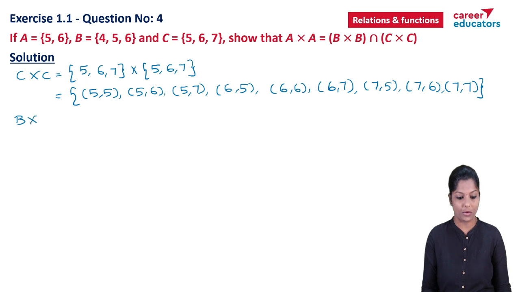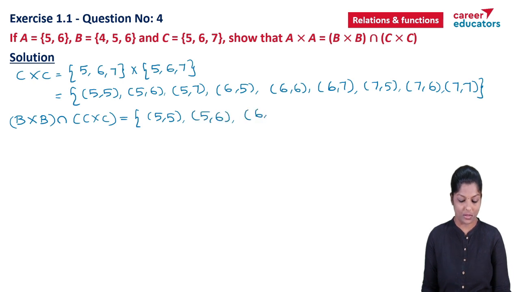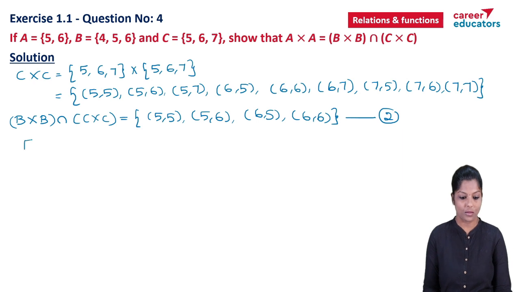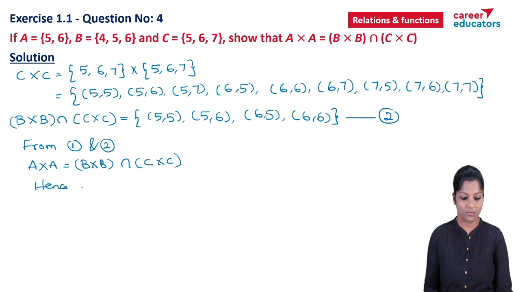Therefore, B cross B intersection C cross C is equal to (5, 5), (5, 6), (6, 5), (6, 6). Mark this as 2. From 1 and 2, A cross A equal to B cross B intersection C cross C. Hence proved.